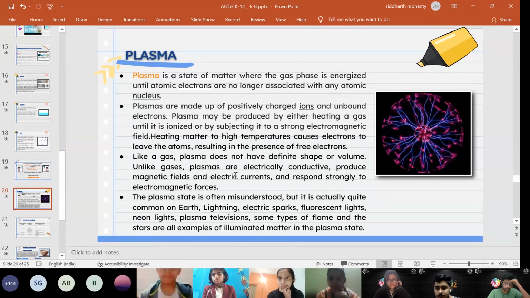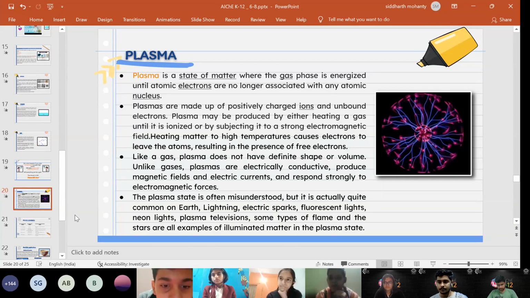The temperature needed for making plasma is gained from fusion energy from nature. Fusion energy is basically when two atoms fuse together. They give up some energy, and that energy is used to increase the temperature to such a high level. So plasma is a state of matter where the gas phase is energized. That means it gains thermal energy until the atomic electrons are no longer associated with any atomic nucleus. Electrons leave their orbit, and what we have is the charged ionized nucleus.